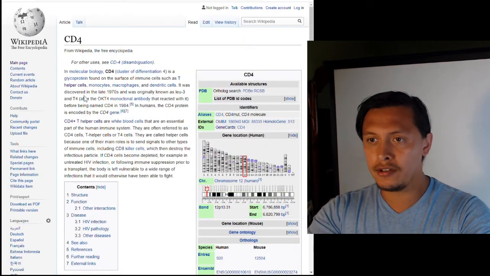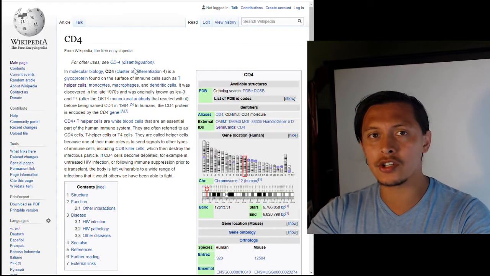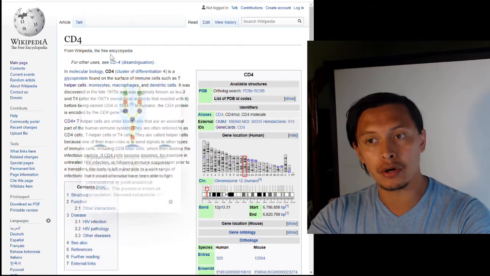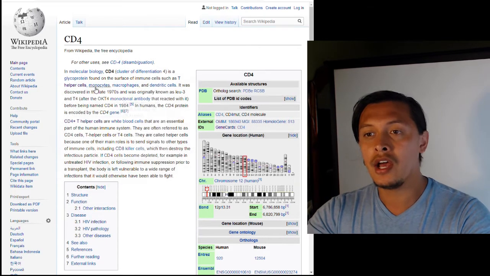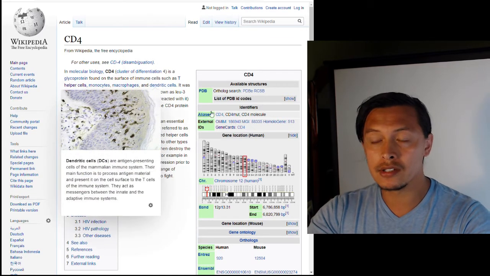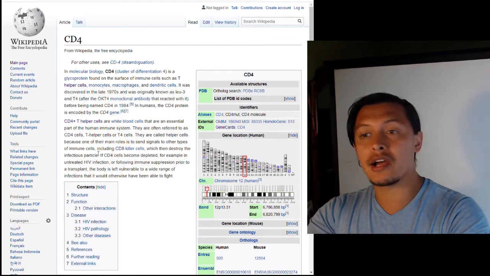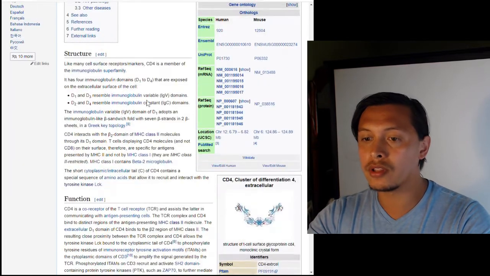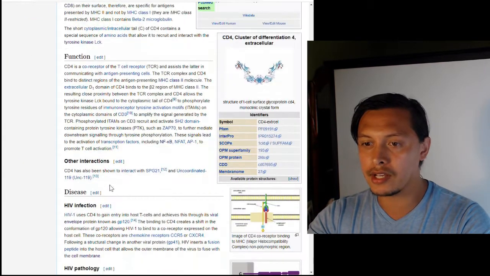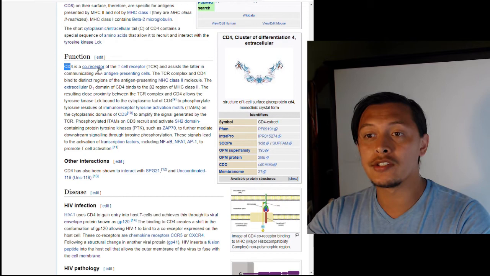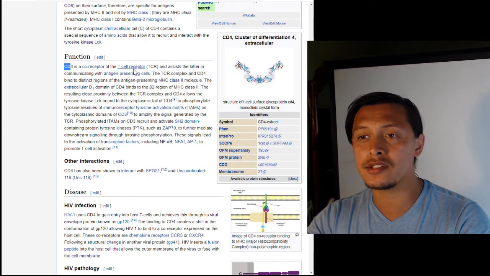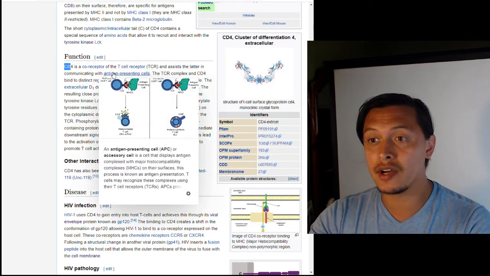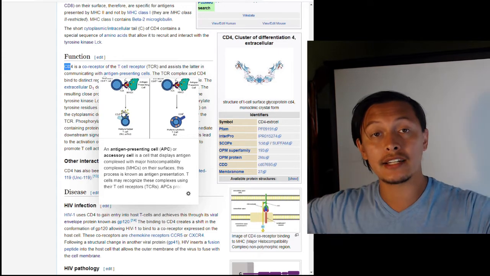So what I will want to do is go over what CD4 and CD8 are. CD4, the cluster of differentiation 4, is a glycoprotein found on the surface of immune cells such as the T helper cells, monocytes, macrophages, and dendritic cells. It was discovered in the late 1970s. CD4 is a co-receptor of the T cell receptor, and it assists the T cell receptor in communicating with antigen-presenting cells. These are cells that are presenting antigens on their surfaces.